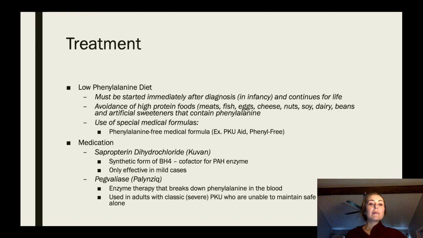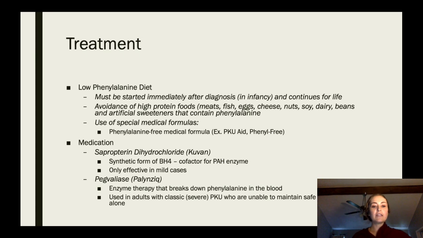So what is the treatment for PKU? Historically, the only treatment for PKU would have been a low phenylalanine diet. We know that phenylalanine is primarily in high protein food items. And so an individual would need to restrict foods that are high in protein, such as meat, fish, eggs, nuts, soy, dairy, beans, and also artificial sweeteners that contain phenylalanine. Aspartame is a common one that is used in food products that these individuals would need to limit. And this would need to start at time of diagnosis, which almost always is in the newborn stage.